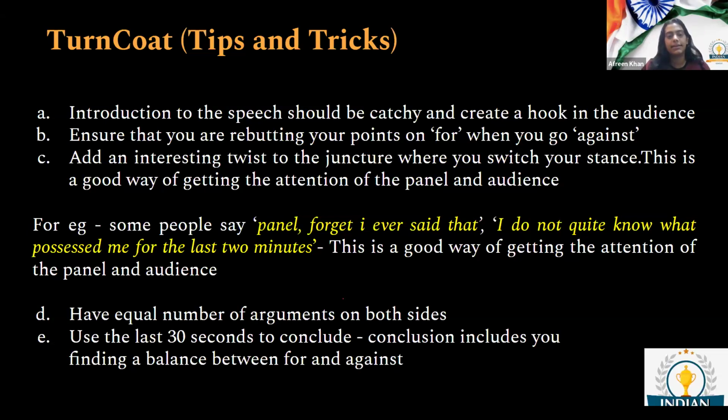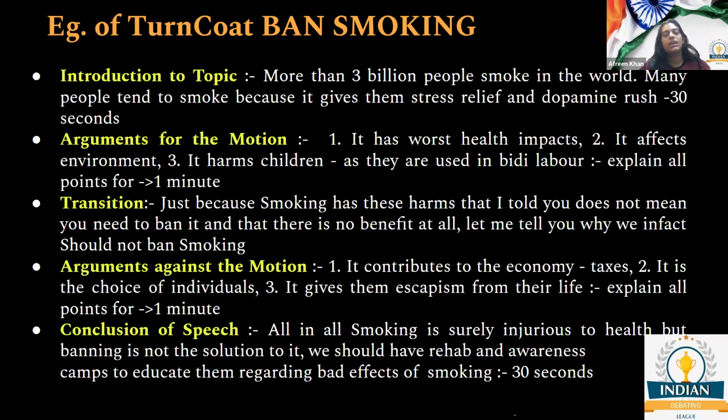Let's move towards an example, okay? This is the example for "This house would ban smoking." If this is my topic, I can give you the introduction here, and I want you to absorb the introduction for a second, read it. The introduction tries to give a very interesting fact, like a statistic about 3 billion people who actually smoke. And why do they actually smoke? So it tells people the reason why this topic is important: a lot of people are smoking and it's impacting them a lot. So that's why it's important.